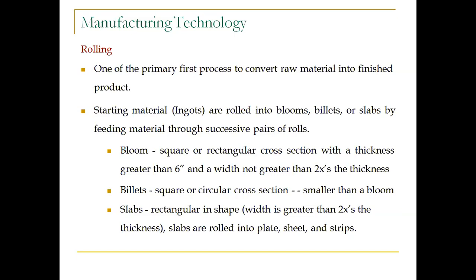In case of billet, the square or circular cross section is smaller than the bloom. And finally, slab is rectangular in shape, width is greater than 2 times the thickness. Slabs are rolled into plate, sheet, and strip.